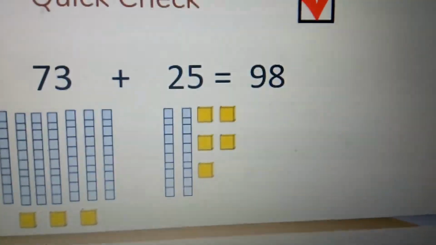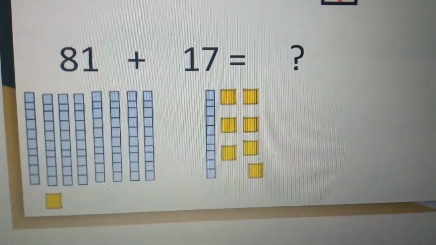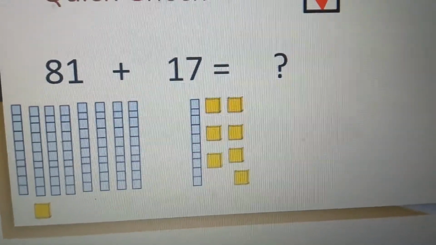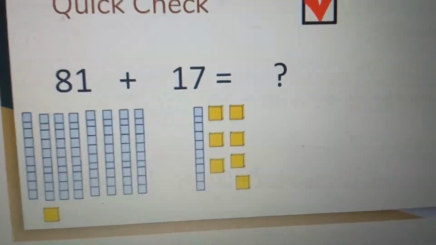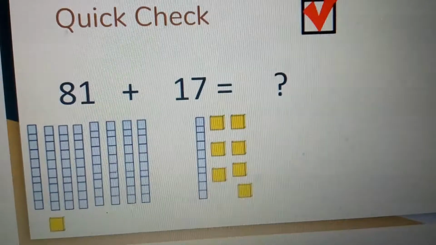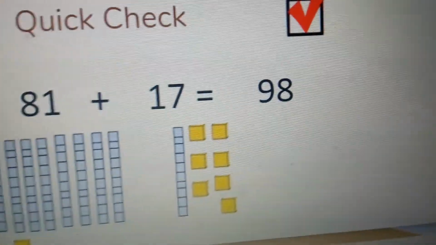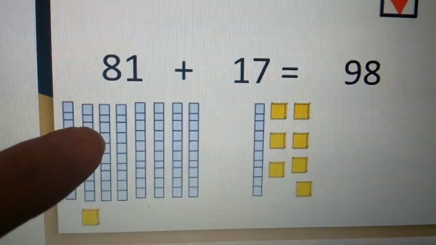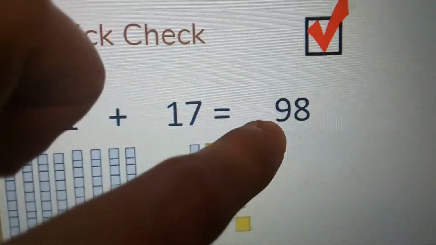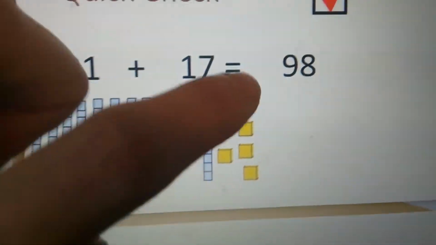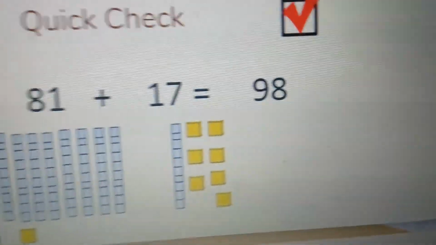All right, one more for the road. 81 plus 17. What is the sum? Type it in the side. Should have gotten 98. Let's count. 10, 20, 30, 40, 50, 60, 70, 80, 90. That's our 9 in the tens place. 91, 92, 93, 94, 95, 96, 97, 98.